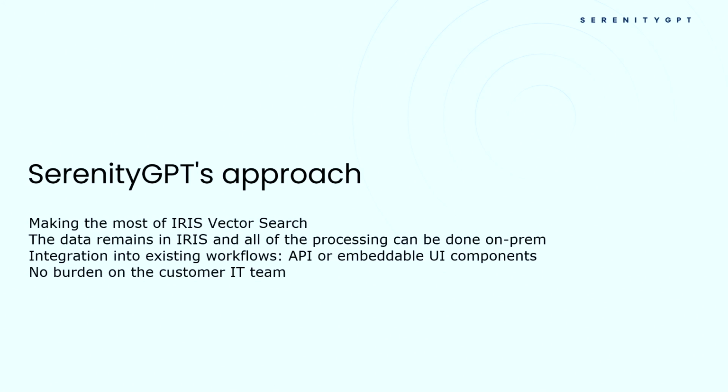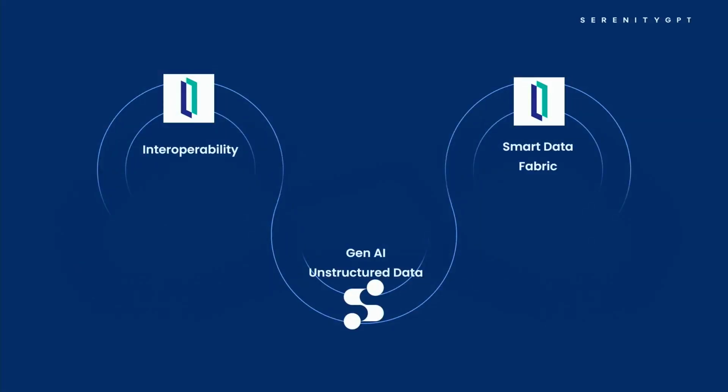We are trying to keep it as light as we can on the customer and on the IT resources, so we are doing all the work. Everything that we do is containerized and very rapidly deployable and configurable. And if you take a high-level view, IRIS has interoperability that's great for getting data in different formats. It has smart data fabric that is great for analytics over structured data. And what we are adding to it is this layer that makes it very easy to work with unstructured data and to enable GenAI use cases.